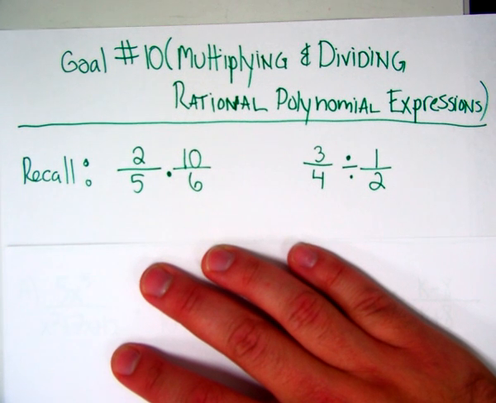Hello, welcome to goal number 10, which is multiplying and dividing rational polynomial expressions. To refresh our memories on this, let's make sure we know some of the basic rules for working with fractions.